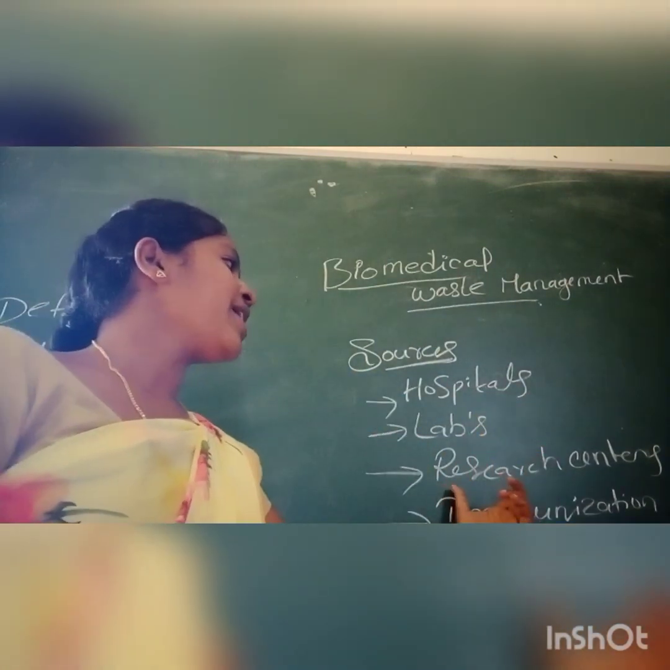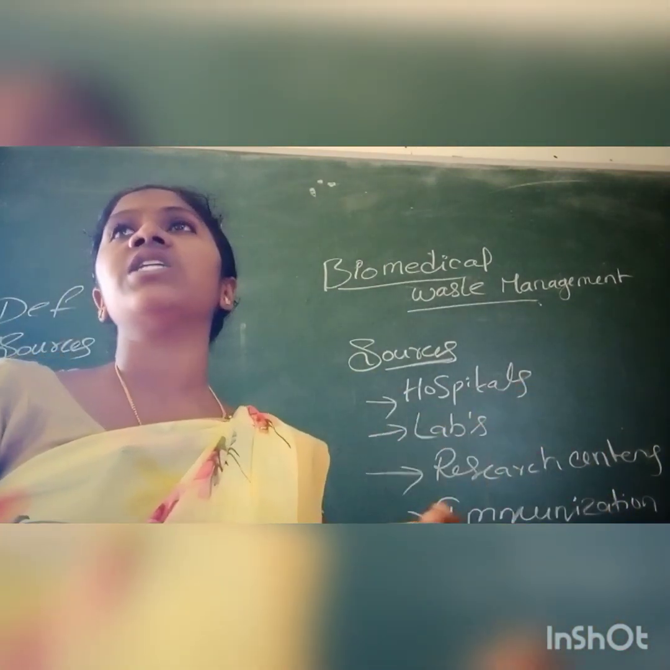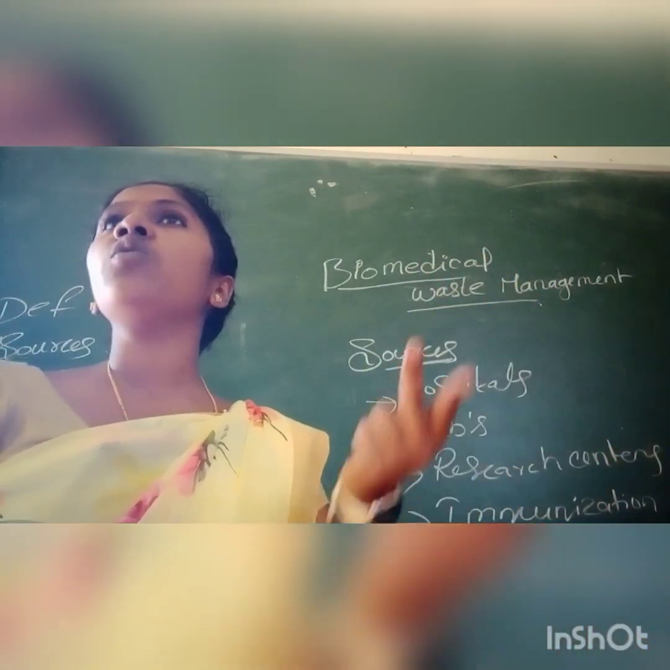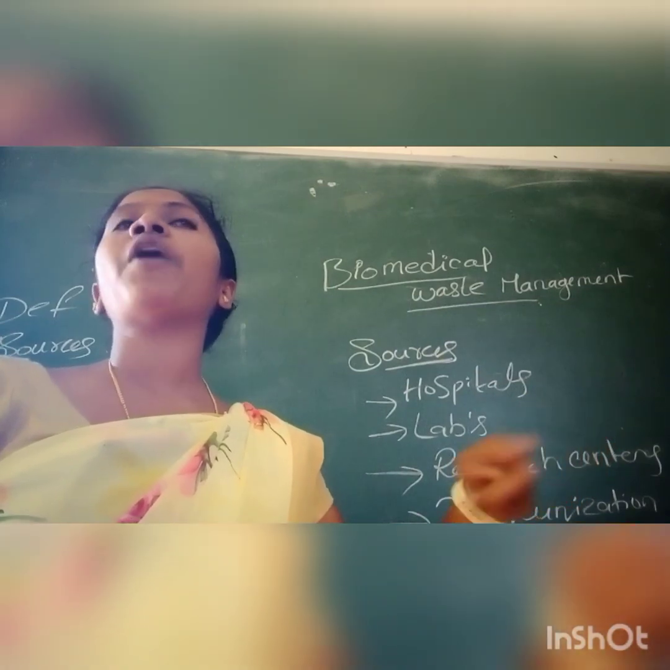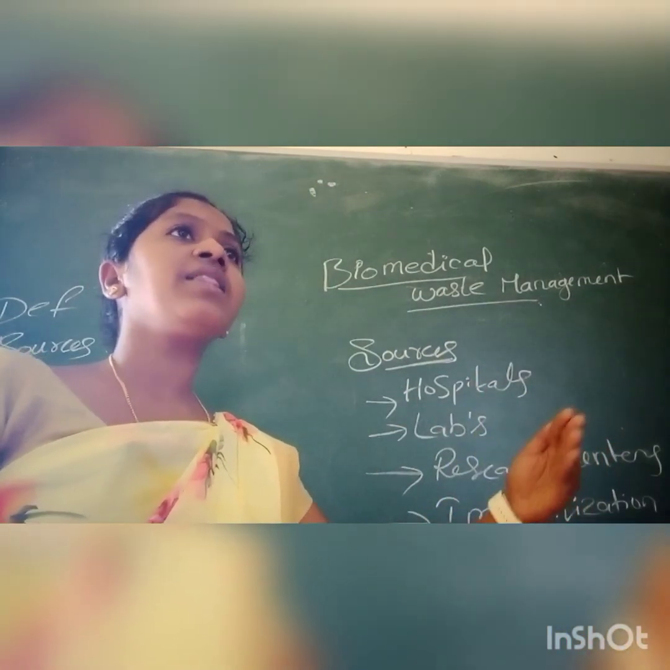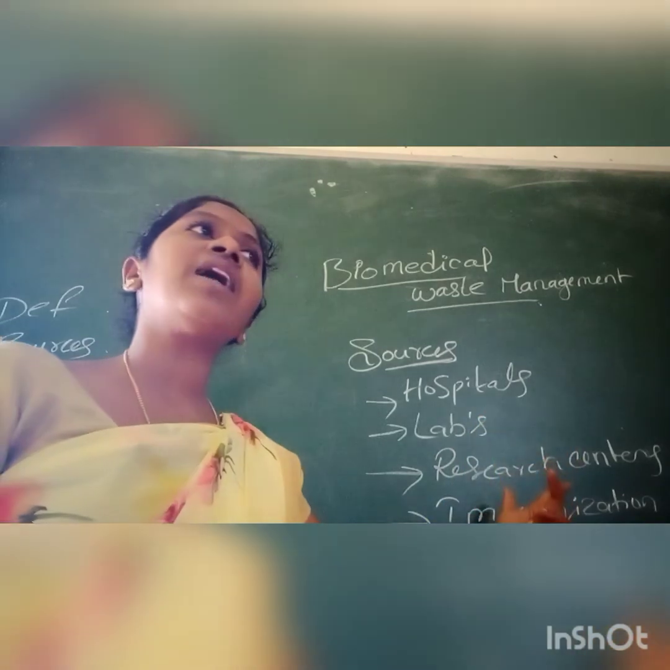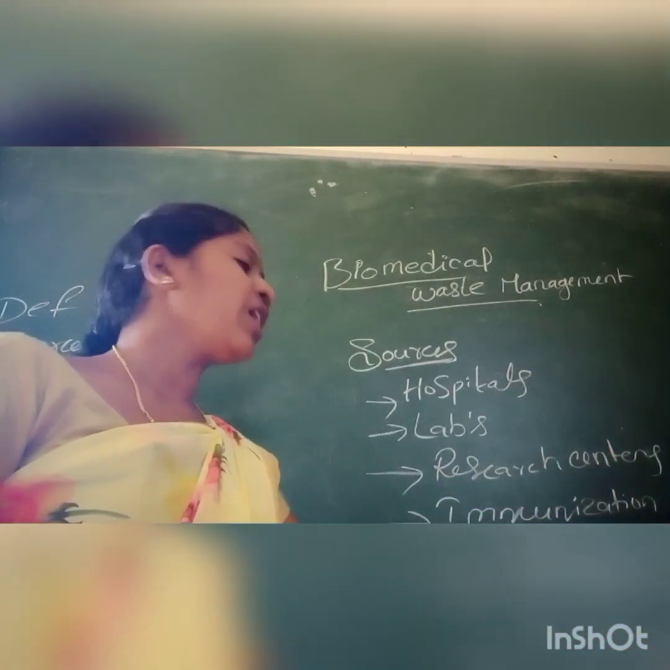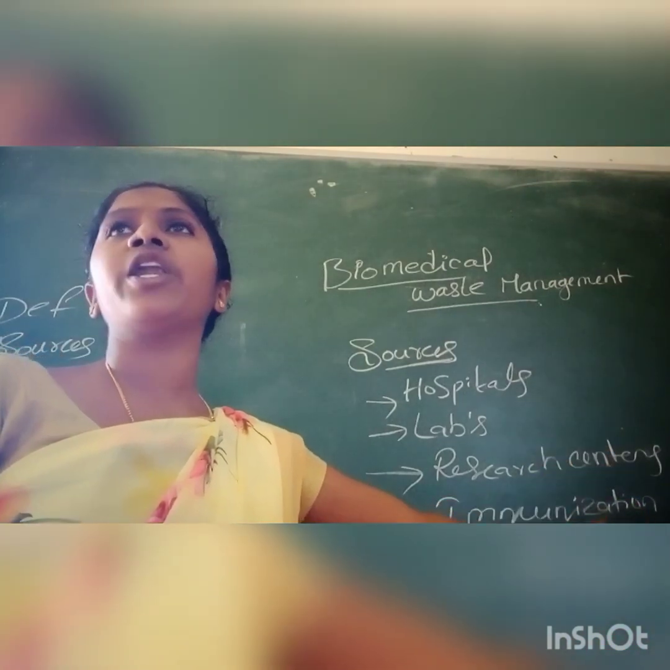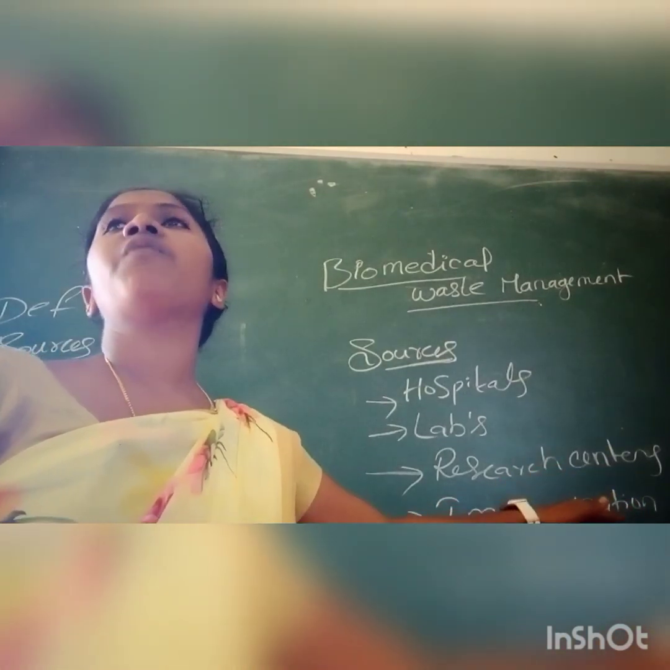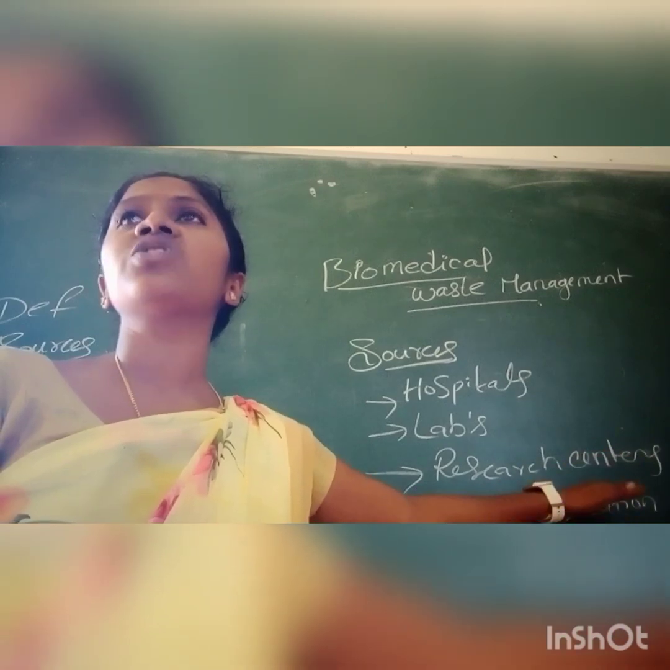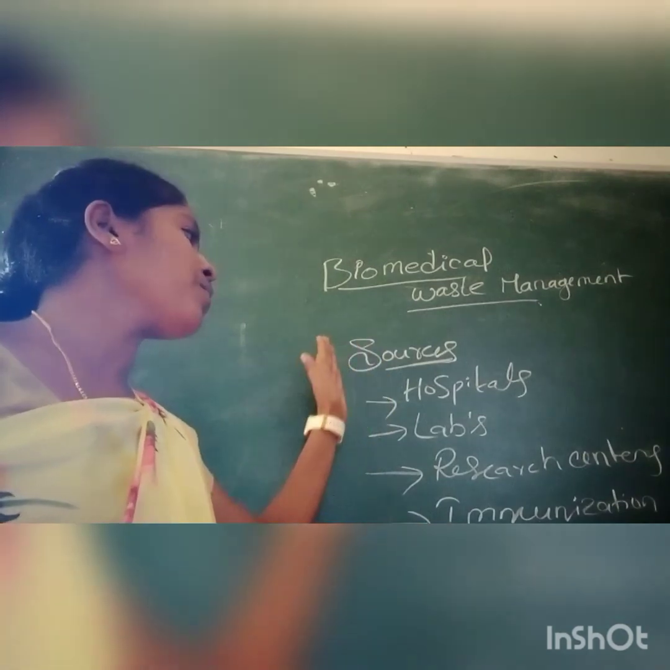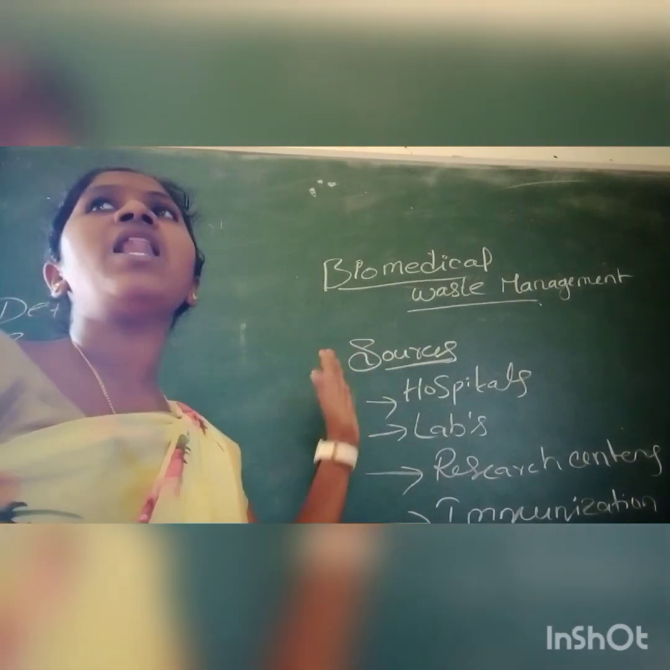Right? So, and research centers. What do you mean by research? On animals, on human dead bodies, they do some research to find out new things in the medical sector. During that time also waste is produced, which is also called biomedical waste. Even in the immunization center, as I already explained, the remaining vaccines, used cartons and blood all come under biomedical waste. These are the four main sources of biomedical waste.